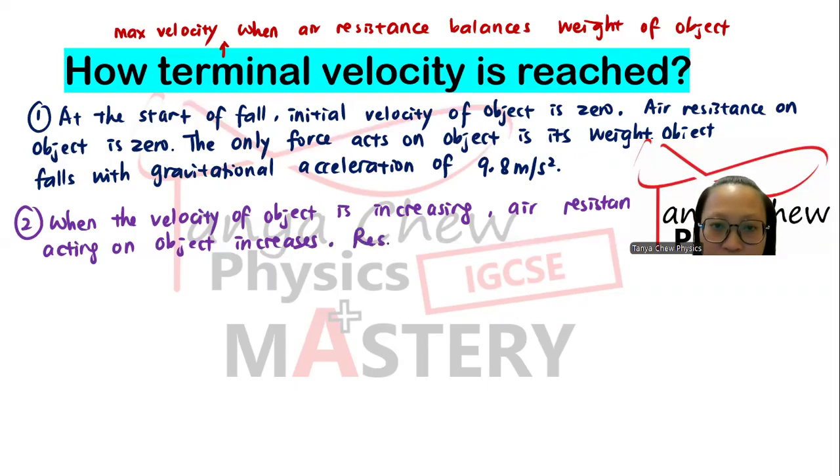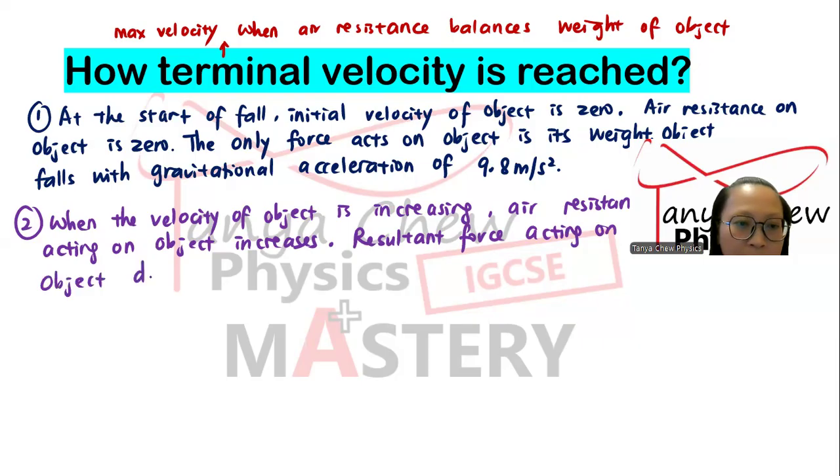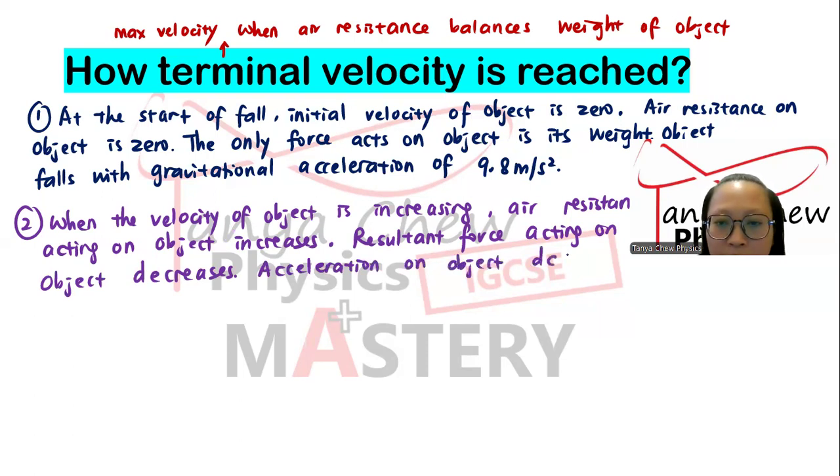So you just write here, resultant force acting on object decreases. When the resultant force decreases, what about acceleration? Of course, the acceleration is also decreasing because F equals ma, right? Acceleration on object decreases. And then after that, what happens?